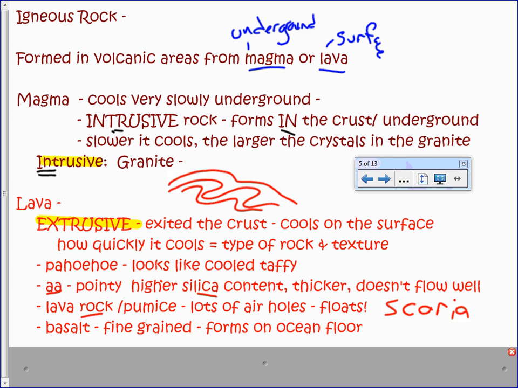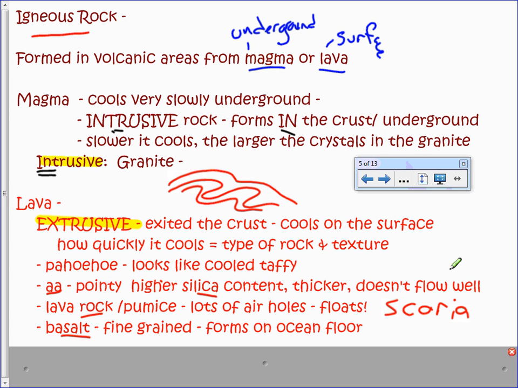So this is a very easy to identify lava rock or scoria. Pumice is similar, only pumice is usually whitish or gray colored, and there's not a pumice sample in here. You'll see a pumice sample in your lab tomorrow. And then basalt is fine-grained. It forms on the ocean floor. It looks more like granite. It's generally black or very dark gray. So those are some of your igneous rocks.